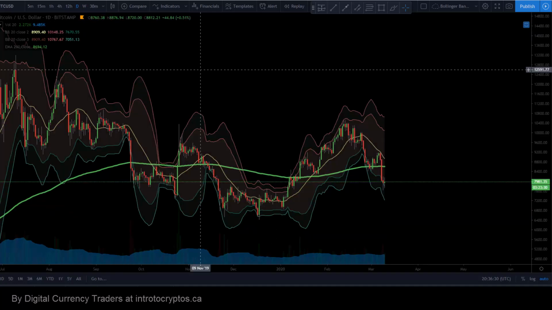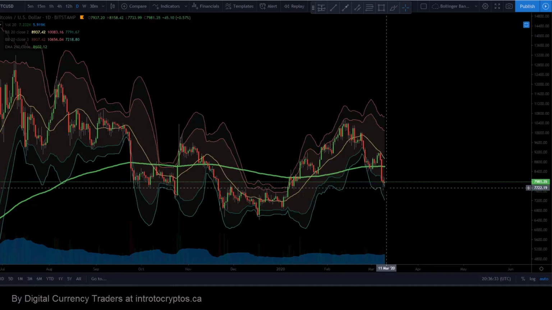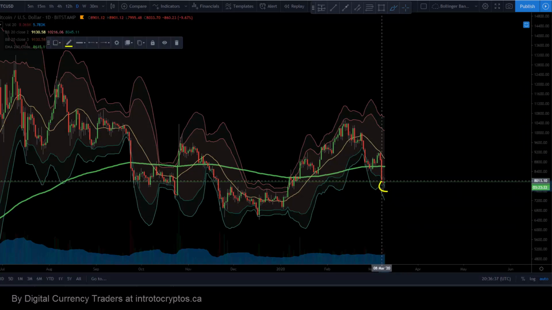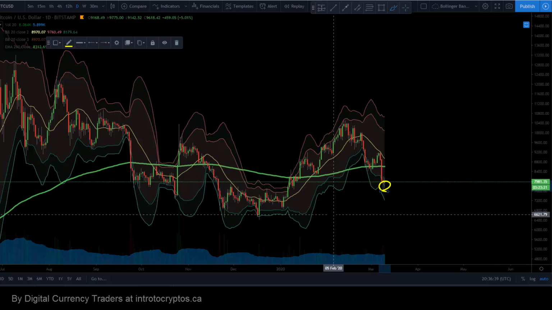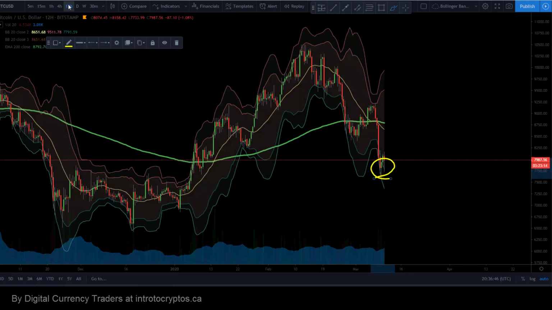When I go into the daily view, it's come down to what could be a mean reversion area. Anytime it goes in between that second and third standard deviation and then comes back out above that second standard deviation, that is a potential mean reversion. So to see it on the daily right there, I want to go in and see that we have a potential on the 12-hour at the same time.